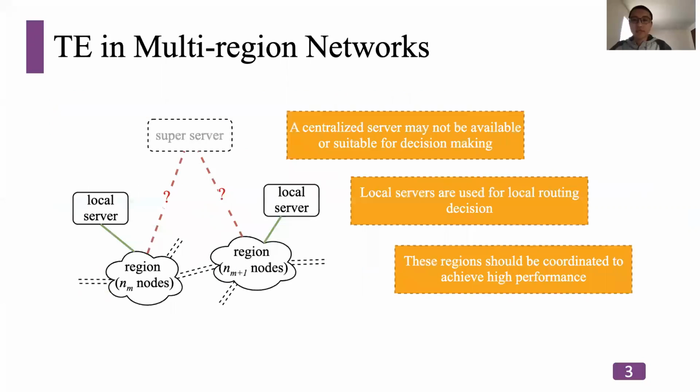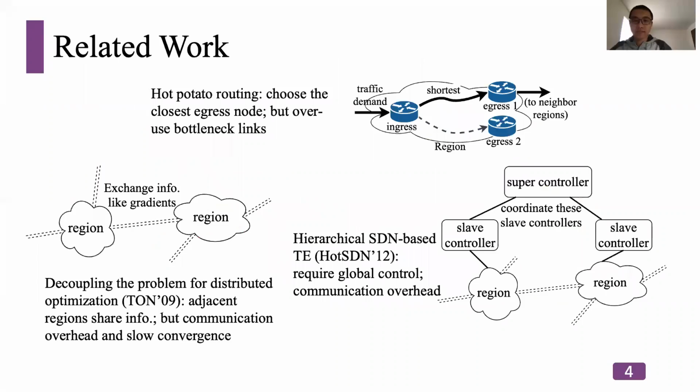In such multi-region networks, a centralized server may not be available or suitable for faster routing decisions. Each region typically makes its own local TE decisions based on local network observations. As a result, the use of multiple regions makes it difficult to achieve global TE objectives due to the lack of joint effort and coordination. Distributed TE in multi-region networks is a very challenging problem.